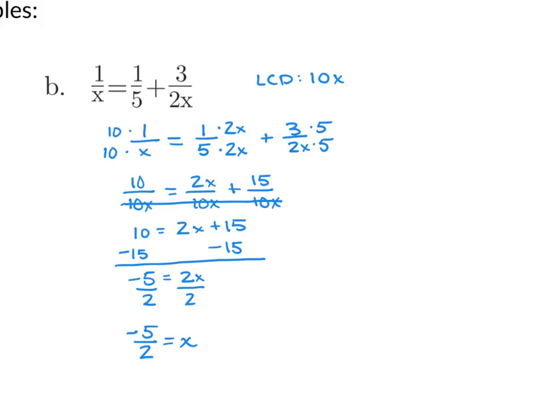For our check step, again, all I want to know is, is this going to make my denominators equal to 0? If I plug in -5/2 into the first one, is it equal to 0? No. For 2x, 2 times -5 over 2, again, I don't really care what it is. All I care about is if it's 0 or not. 2 times -5 over 2 is not equal to 0, and so our solution is -5/2.